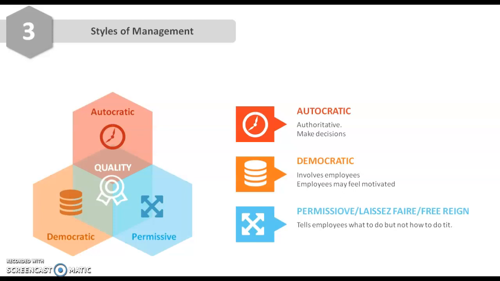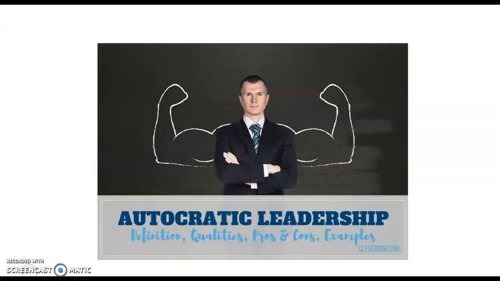The democratic leader, however, involves everyone. And the employees then start feeling more motivated because they are now sharing in the decision making. Think of a teacher who might say to you guys, what do you guys think? Should we do homework today or not? The third style of management goes by 3 names. It's either the permissive, laissez-faire, or free rein. This leadership style tells employees what to do, but not how to do it. Very important that you understand they hand over the reins to someone else to do it.